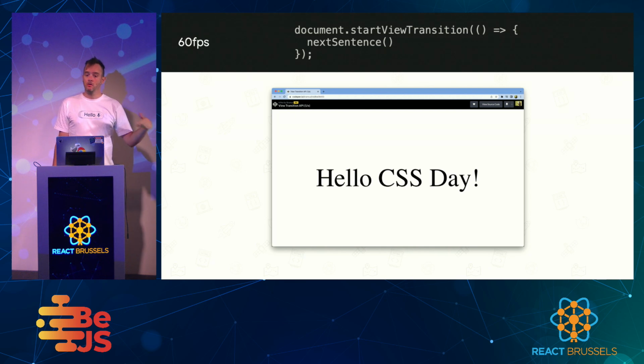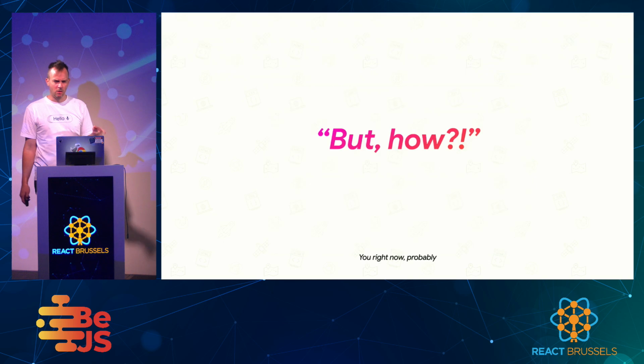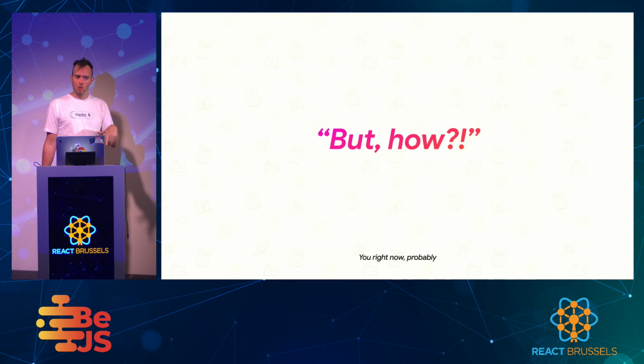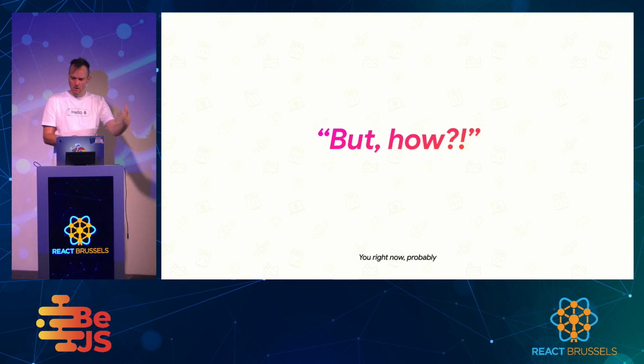So the page, again, runs at 60 frames per second, and then automatically a crossfade happens between the old snapshot and the new snapshot. At this point in time, you might be like, okay, but how? I explained the what, not the how. How does the browser know to capture the snapshot? Like, what should it capture? How does it know that?